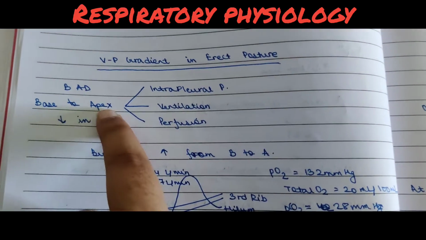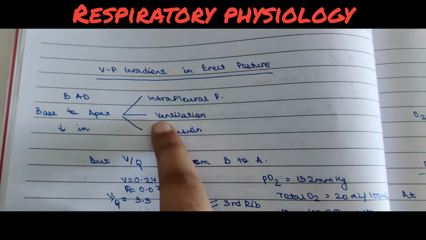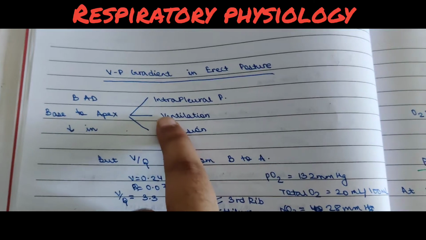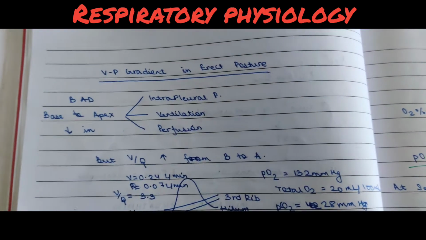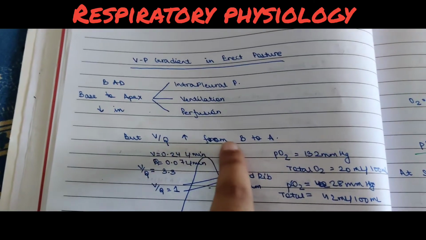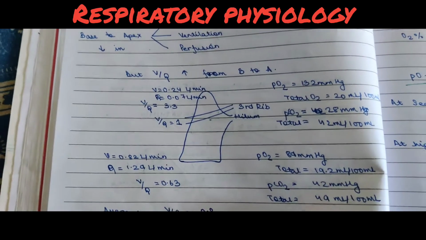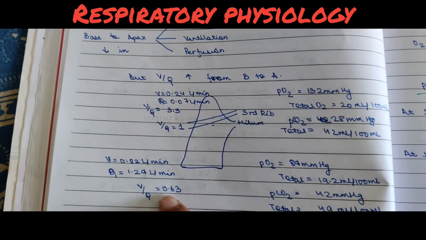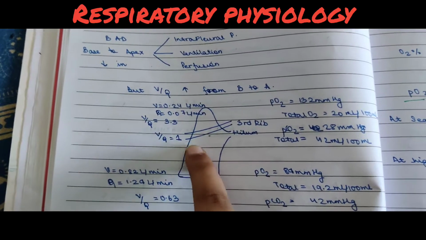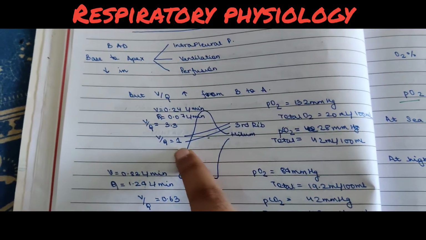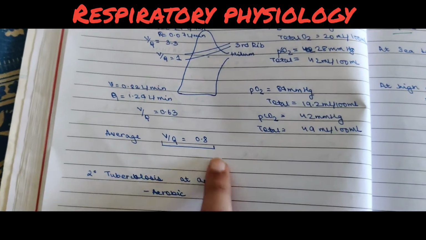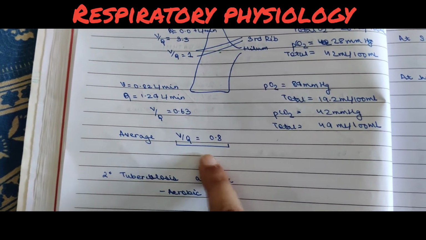So now let's see the ventilation perfusion gradient in an erect posture. From base to apex, all three of these things decrease, which are intrapleural pressure, ventilation and perfusion. But the V by Q ratio, that is the ventilation perfusion ratio, increases from base to apex. So at the base its value is 0.63, at the apex its value is 3.3, and at the level of the third rib its value is 1. Okay, so now the average value of V by Q is 0.8.